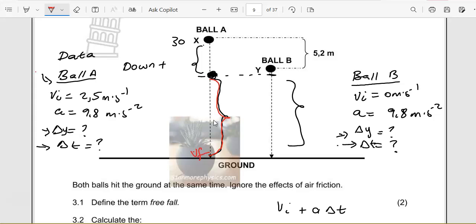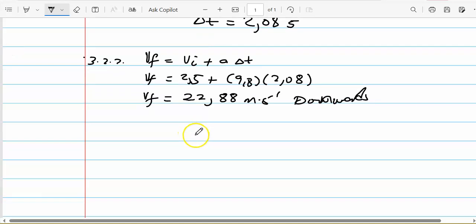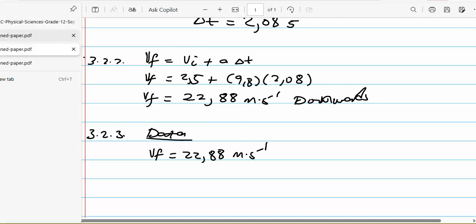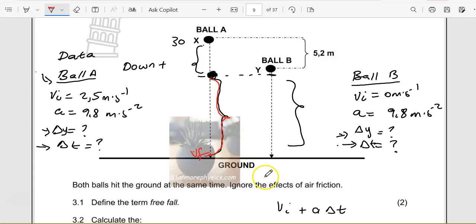We have V final at that point. So I'm going to write down the data on my answer sheet, because if I have data, I'll know which formula to use. I have the V final, which was 22.88 meters per second. If we go back to the question, it will be highly impossible for us to only work with this part, because we don't have more information.